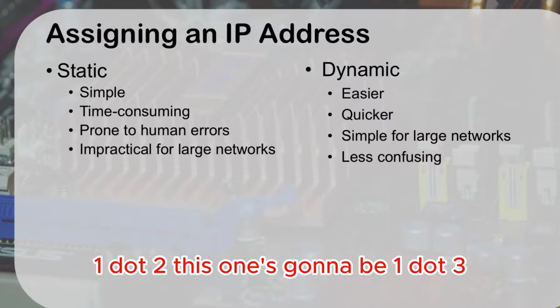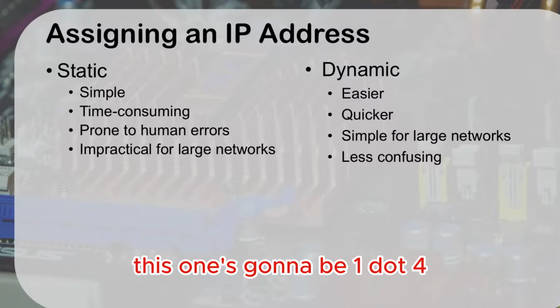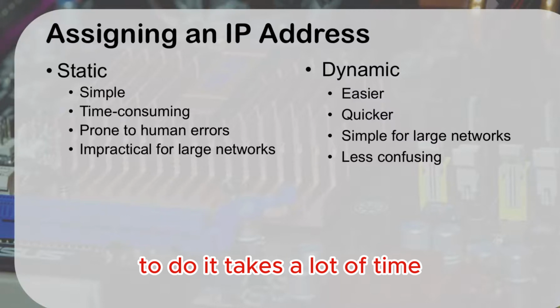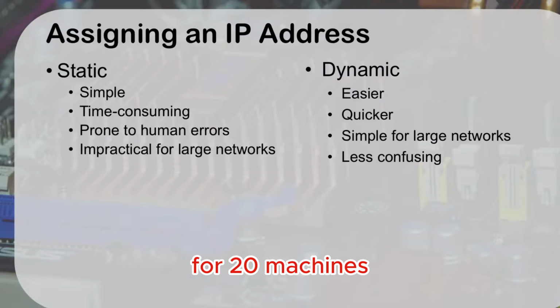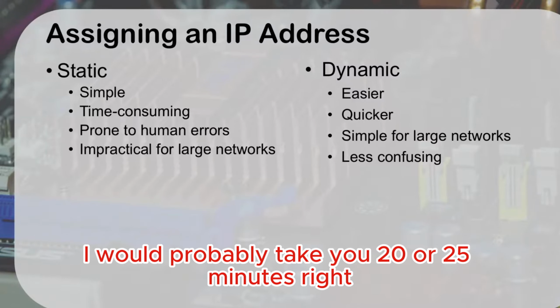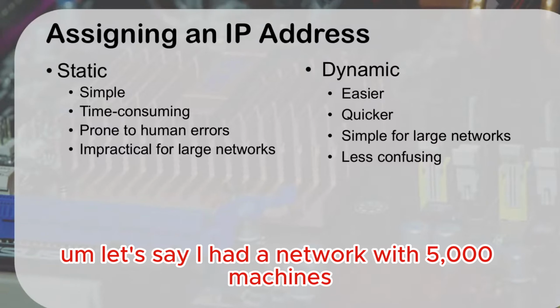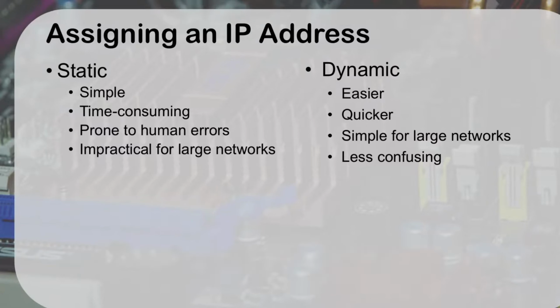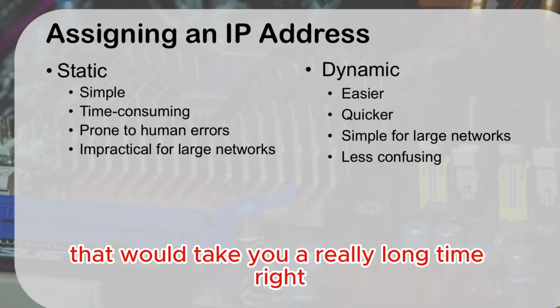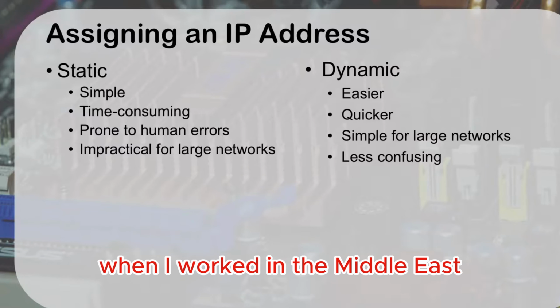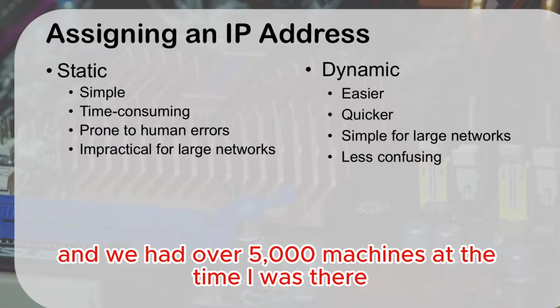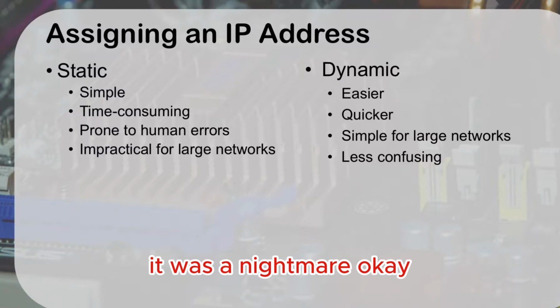192.168.1.2. This one's going to be 1.3. This one's going to be 1.4. And you'll go to every machine individually to do it. It takes a lot of time. For 20 machines, that would probably take you 20 or 25 minutes, right? Let's say I had a network with 5,000 machines. That would take you a really long time, right? When I worked in the Middle East, our network was done statically, and we had over 5,000 machines at the time I was there. It was a nightmare, okay?